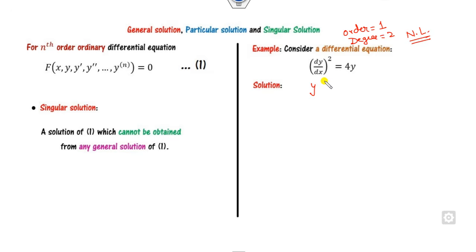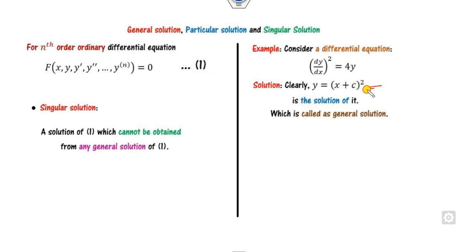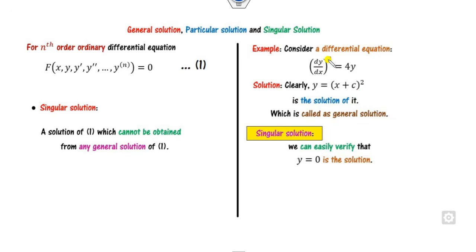You can easily find the solution. Assume I simply take y equals x plus c, because the order is 1. So there is only one arbitrary constant c. Clearly this is the solution. It consists of one arbitrary constant, so that is called the general solution. Any other solution? Clearly y equals 0 is also a solution of this, because if you take the derivative, it is 0. You can easily verify that y equals 0 is a solution.